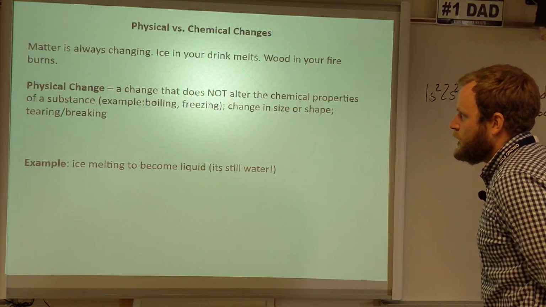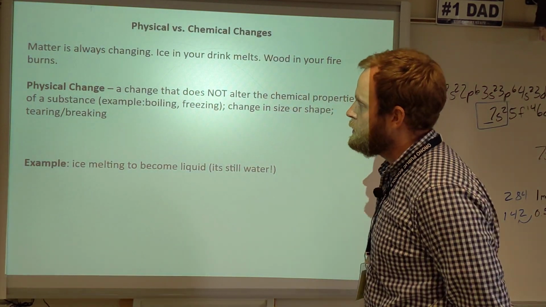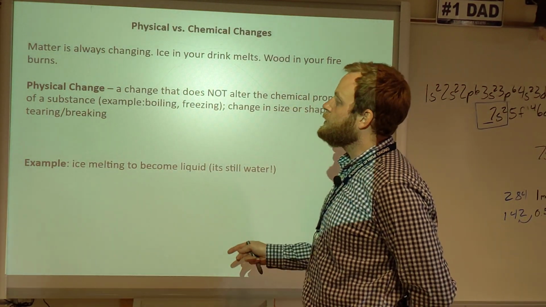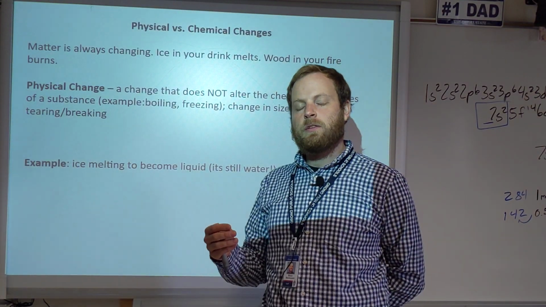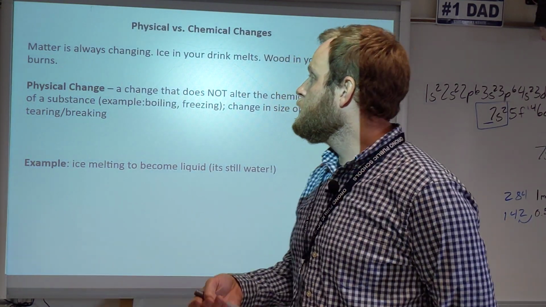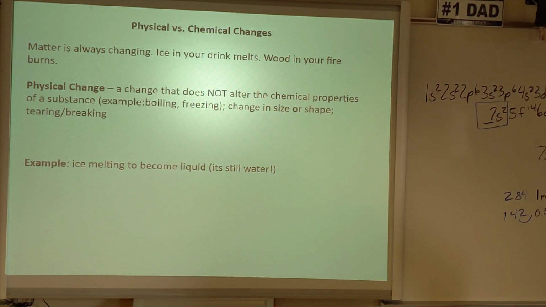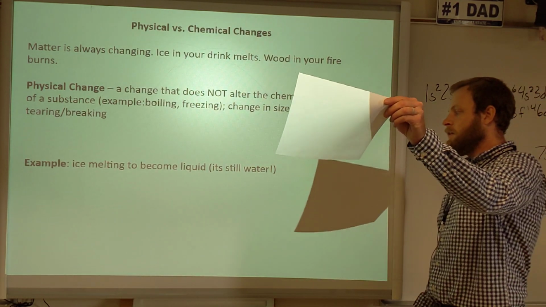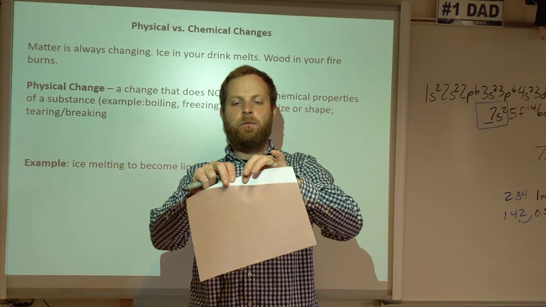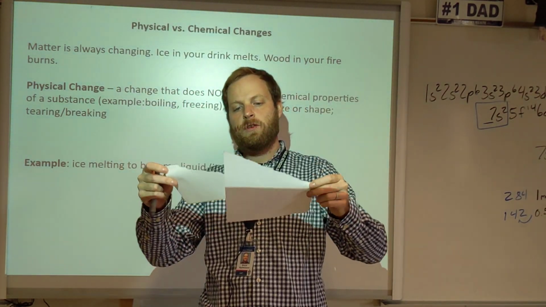Physical versus chemical changes. So this is similar to physical and chemical properties. A little bit different though, because you have to do a chemical change to determine a chemical property. So a physical change is a change that happens that doesn't change what it is. It's still the same chemical. Take, for example, this paper. If I rip it in half, it's still paper. So this is a physical change.